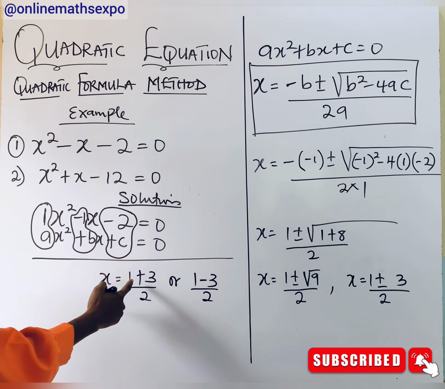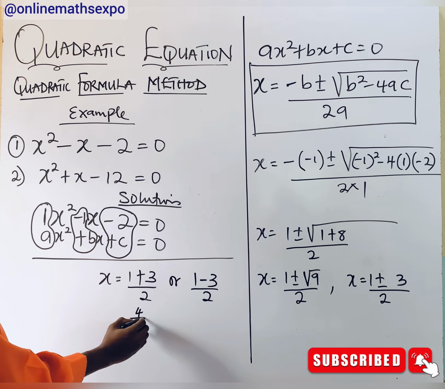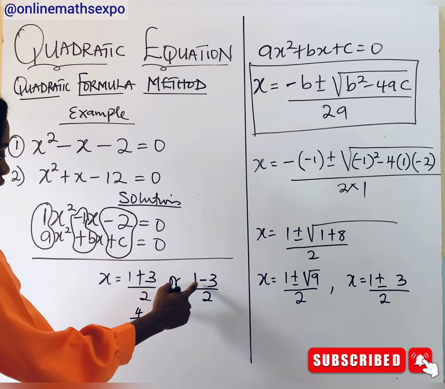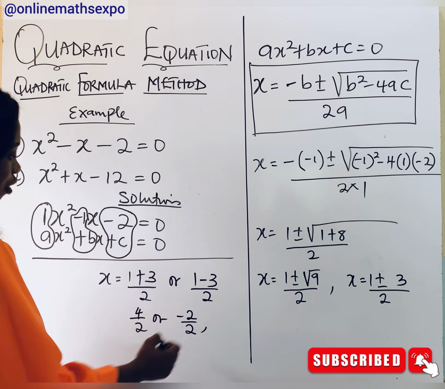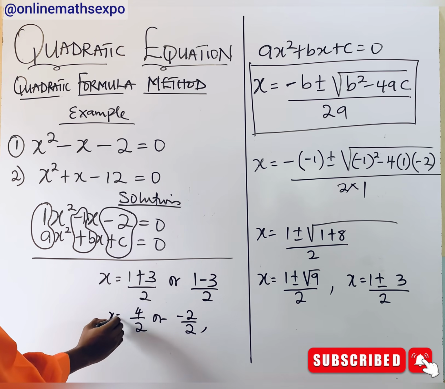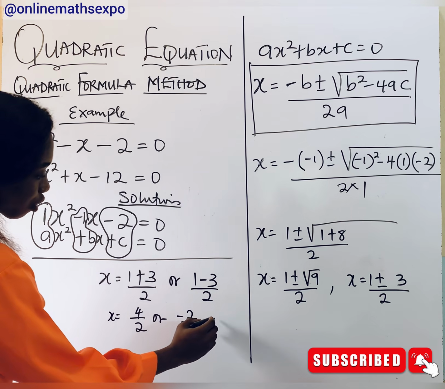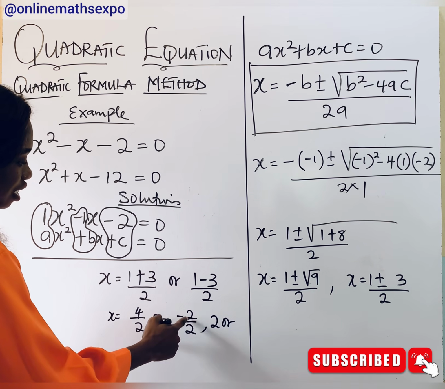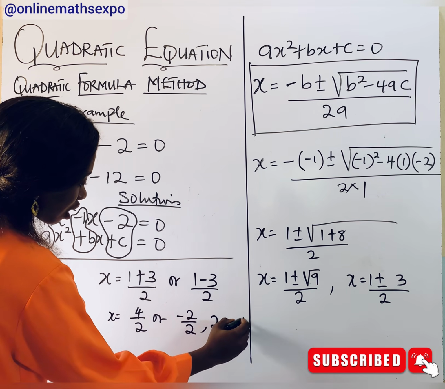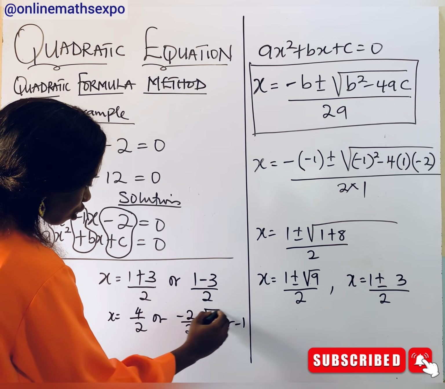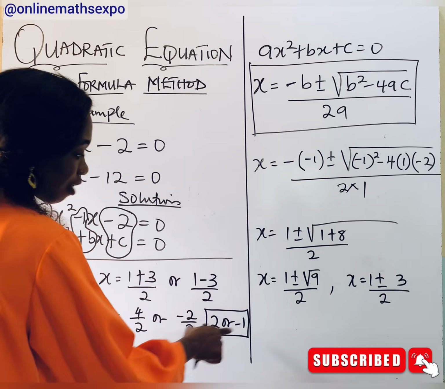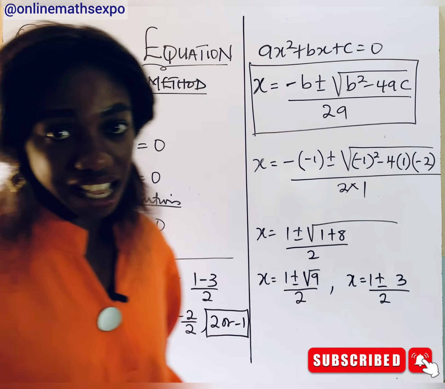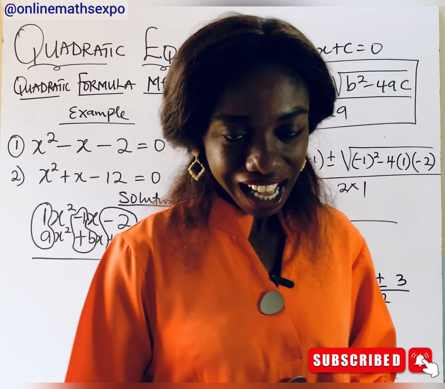So if you simplify, 1 plus 3 will give us 4 over 2. Or 1 minus 3 will give us -2 all over 2. So if you simplify it, you are going to have 4 divided by 2 will give us 2, or -2 divided by 2 will give us -1. And this will give us the 2 values of x. You see, we have 2 different values of x, and we say it is distinct roots as an answer.